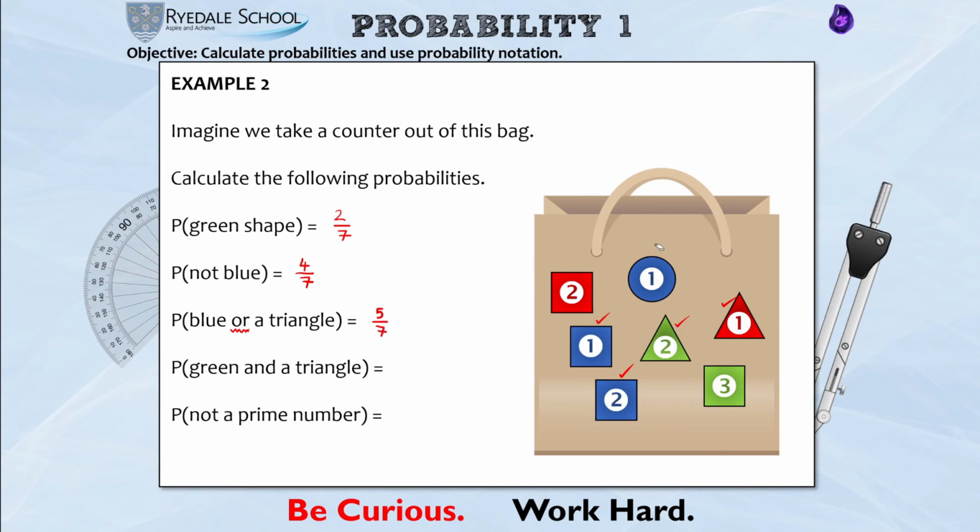Okay, the next one says the probability that it is green and a triangle. Now this means it must do both at the same time, simultaneously. So it needs to be green and a triangle. And there's only one shape that satisfies those at the same time. That is 1/7. And finally, we've got the probability of not a prime number. Well, we've already talked about 1 not being prime, so it's all the ones that have a 1 on it, which is 3 out of 7.